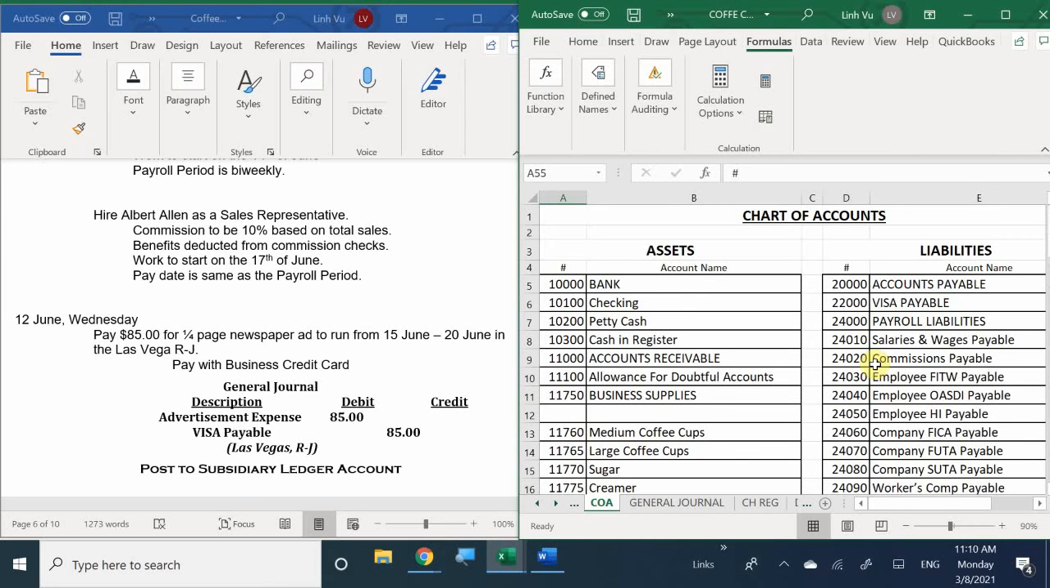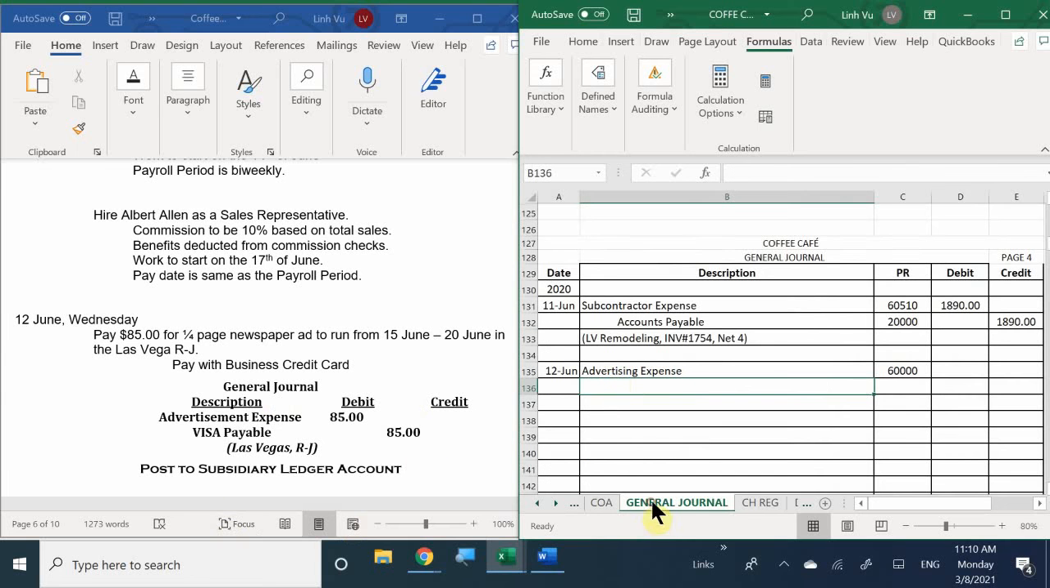Oh, the liability is up here. What is our Visa credit card going to be? Visa payable is $22,000. So again, because it's a liability, you're going to credit the account Visa payable. 22,000 is the account number, and how much are we charging? $85. Yes, $85. Okay.